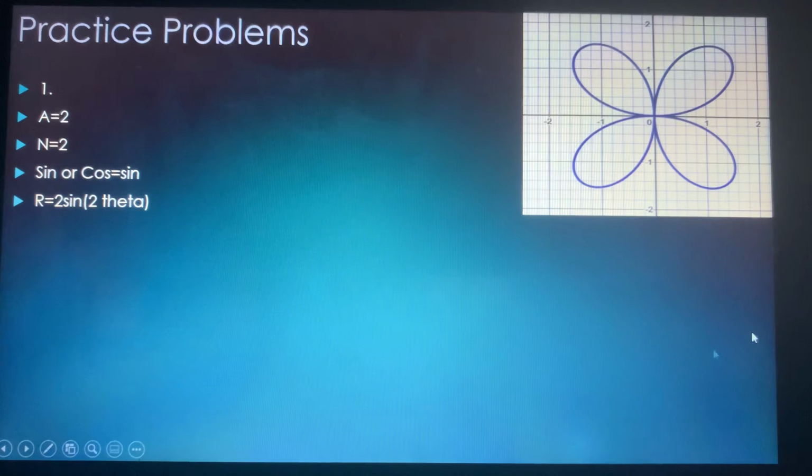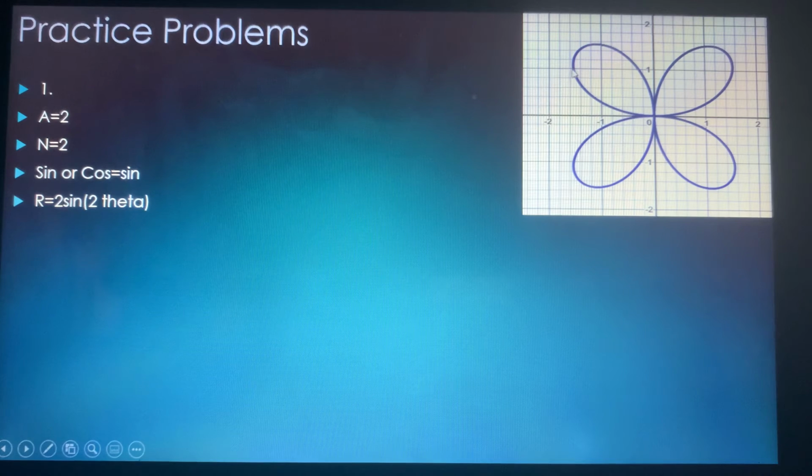Let's do a practice problem. We have this graph here, and we have to find the equation. Well, automatically, we know that it has 4 petals. So n would be 4, right? Well, no, it's even, so the number of petals is 2n. And 2n equals 4. Divide both sides by 2, and we get n equals 2.